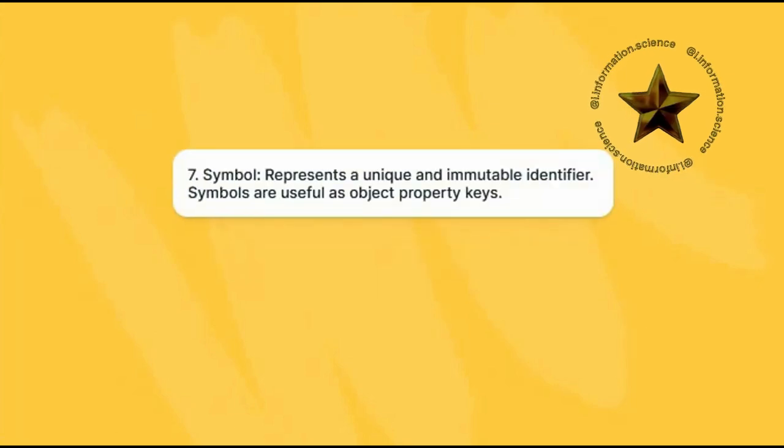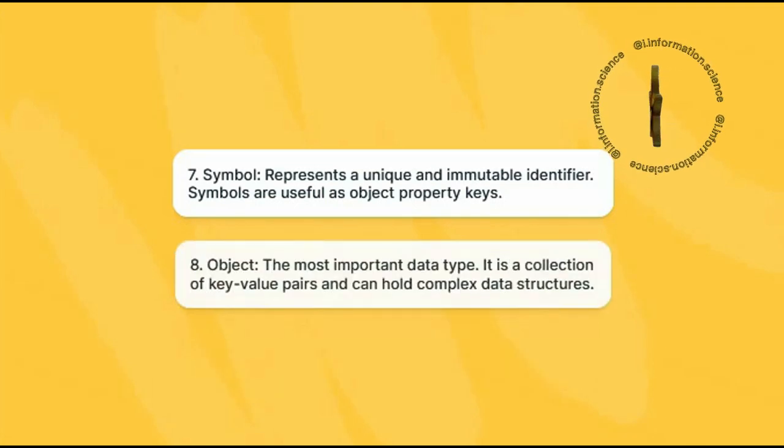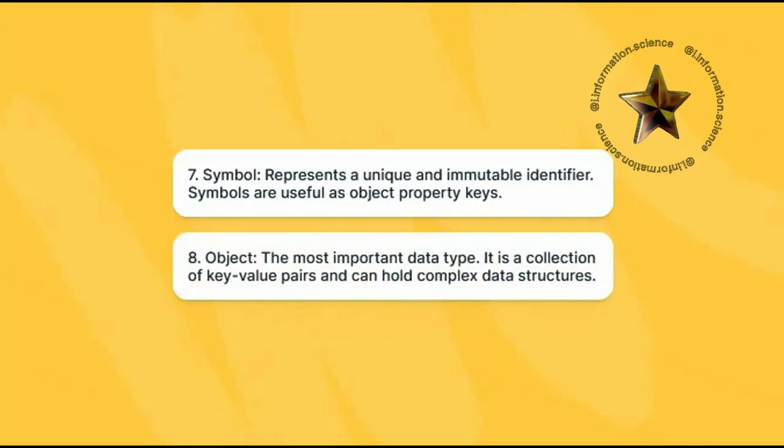7. Symbol represents a unique and immutable identifier. Symbols are useful as object property keys. 8. Object, the most important data type. It is a collection of key-value pairs and can hold complex data structures.